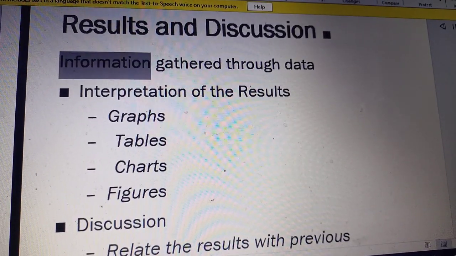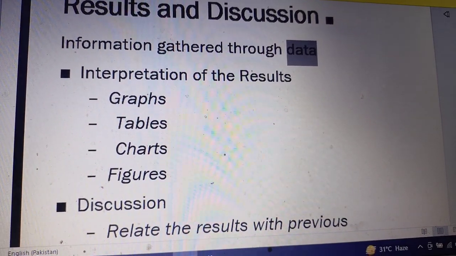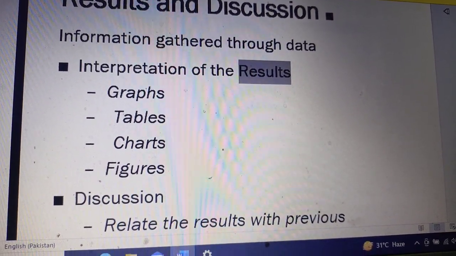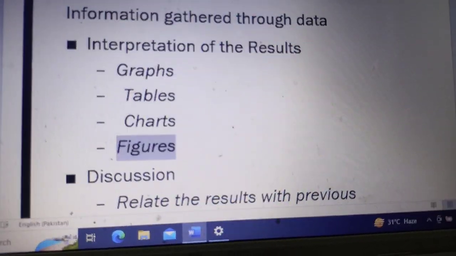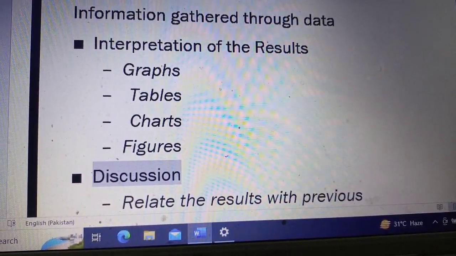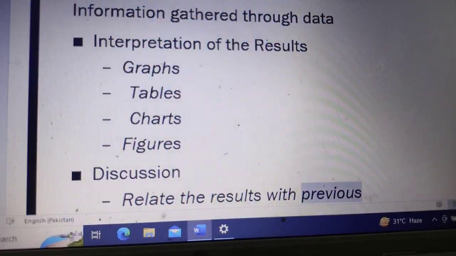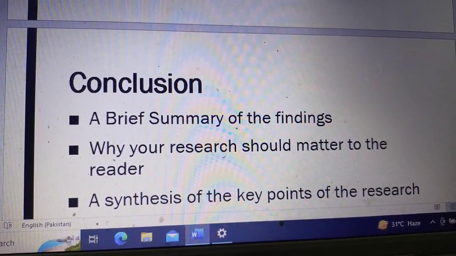Results and discussion. Information gathered through data. Interpretation of the results: graphs, tables, charts, figures. Discussion: relate the results with previous literature.